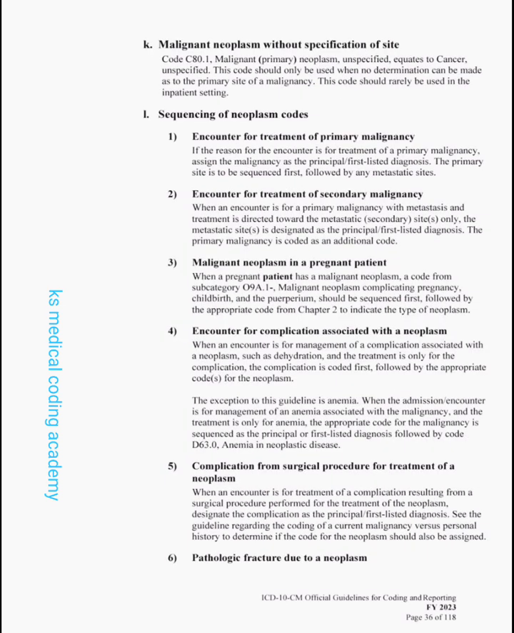K. Malignant neoplasm without specification of site. Code C80.1, malignant (primary) neoplasm, unspecified, equates to cancer, unspecified. This code should only be used when no determination can be made as to the primary site of a malignancy. This code should rarely be used in the inpatient setting.